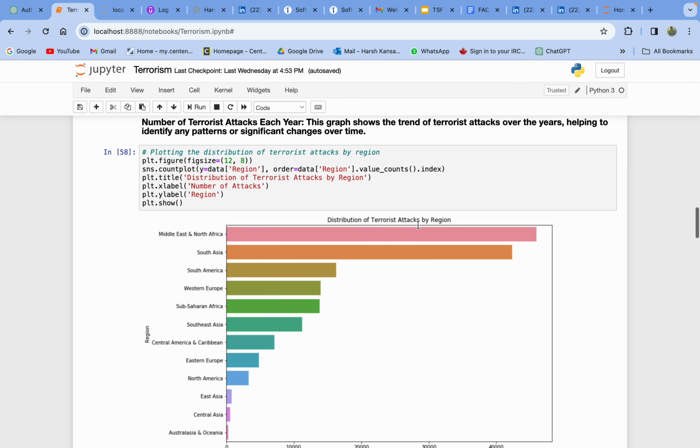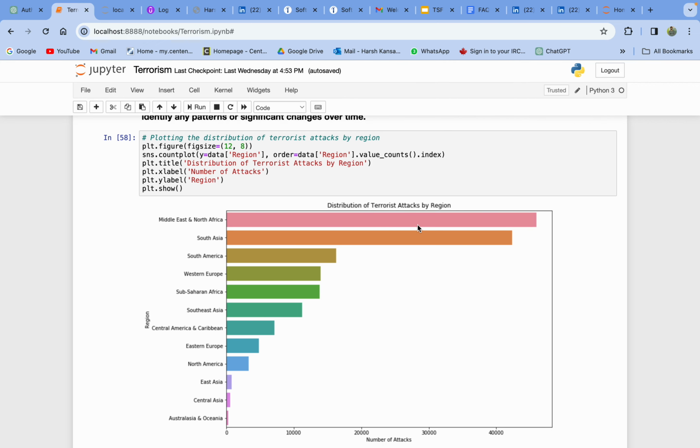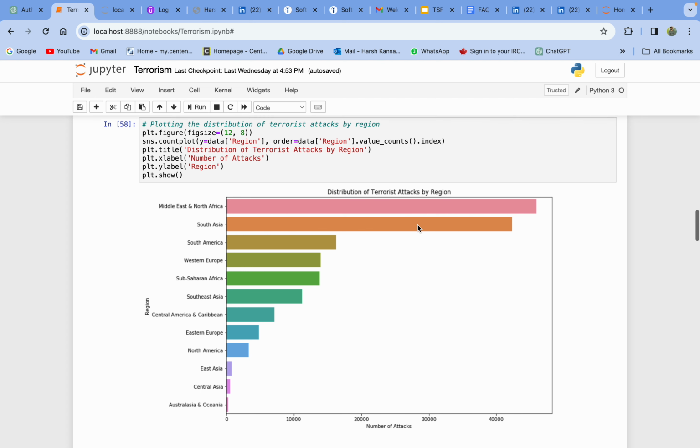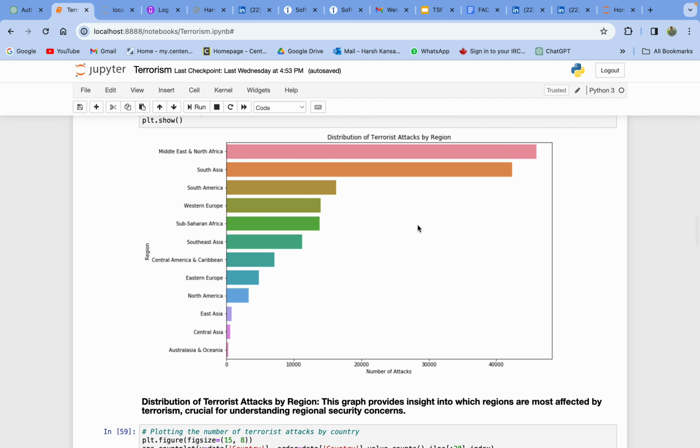If we move further, we will see the distribution of terrorist attacks by region. So this graph provides insights into which regions are most affected by terrorism, crucial for understanding regional security concerns.